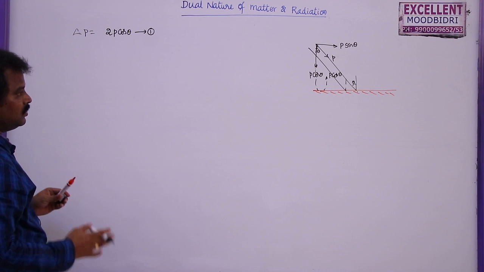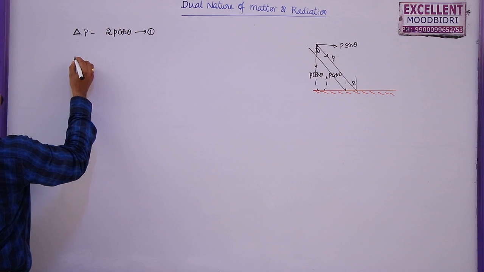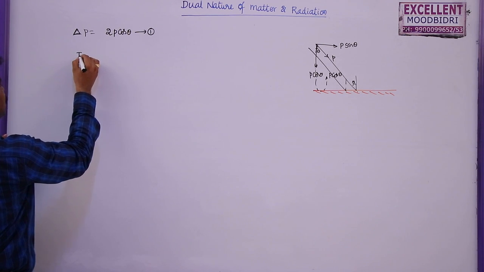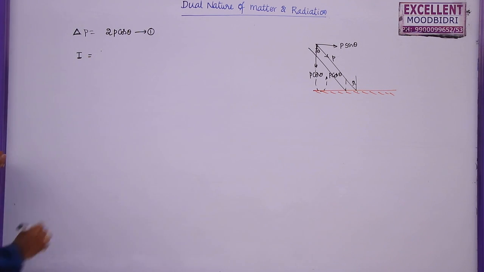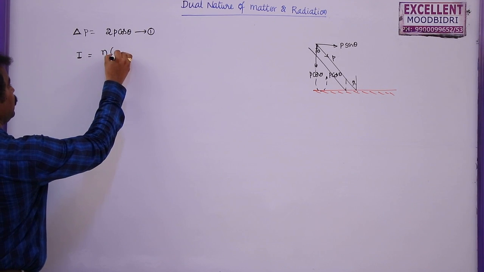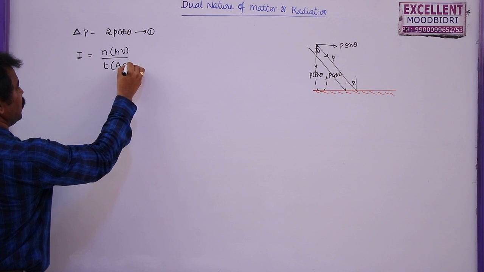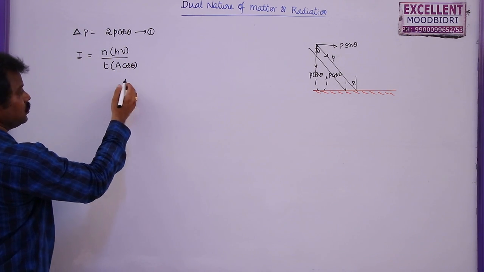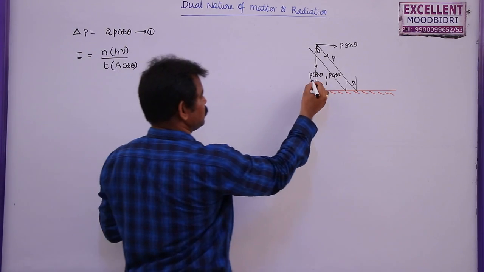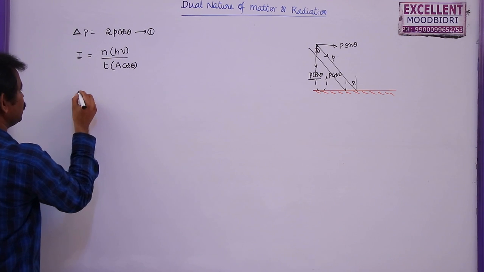Equation 1. Similarly, in this case, when we are finding this change in momentum, what is the intensity of the light on this surface? The intensity of light here is n into h nu by t into the area component, or the area vector, which is perpendicular to this radiation. So if it is P cos theta, you can write this one. Area vector is A cos theta for this one.